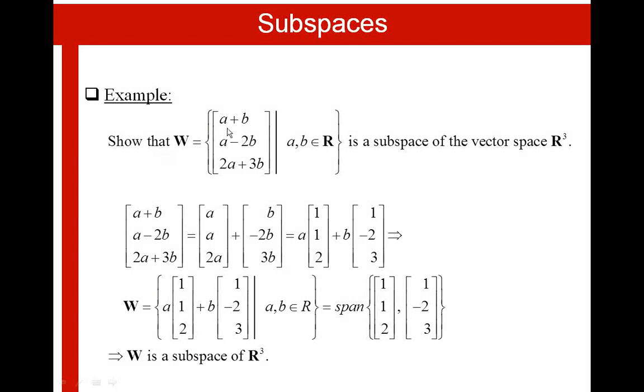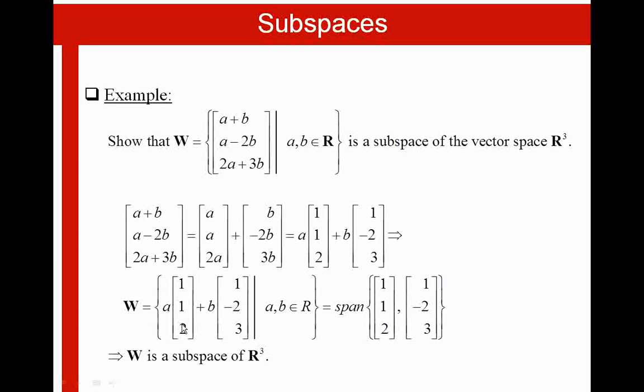Show that W equal to the set (A plus B, A minus 2B, 2A plus 3B), where A and B belong to R, is a subspace of the vector space R3. We notice that this set can be written in terms of two vectors, in terms of A and B. Then we can take these scalars A and B as factors, so we have A times the vector (1, 1, 2) plus B times the vector (1, minus 2, 3). Therefore, the set W can be rewritten as shown here.